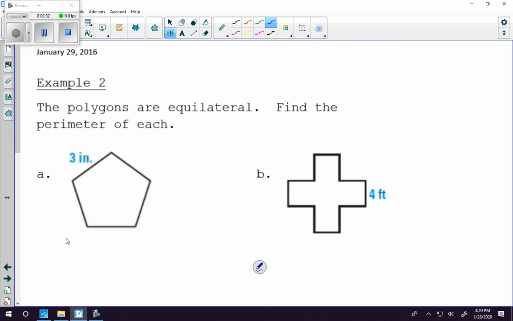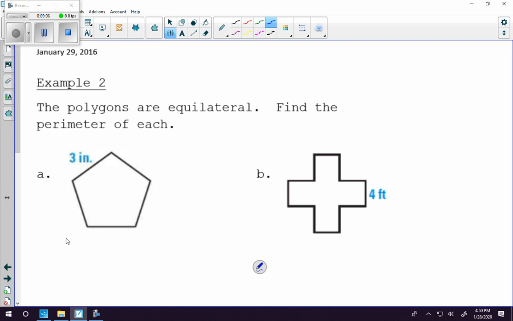Okay, example 2, it says the polygons are equilateral, find the perimeter of each. Well, you would have to recall how to find the perimeter around something. If you had a fence around your house, and I asked you how to find the perimeter of the fence, I'm hoping you would say, I would find the lengths of the different sides of the fence and then add all of those lengths together, and that would be the perimeter of my fence. Correct. So perimeter means to add all of the different side lengths together.